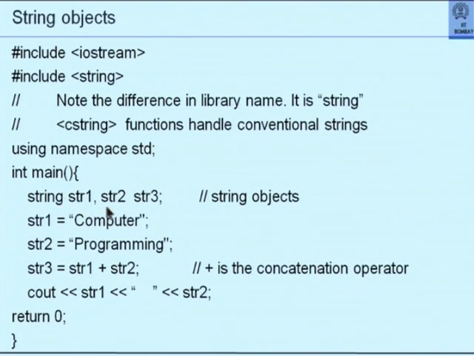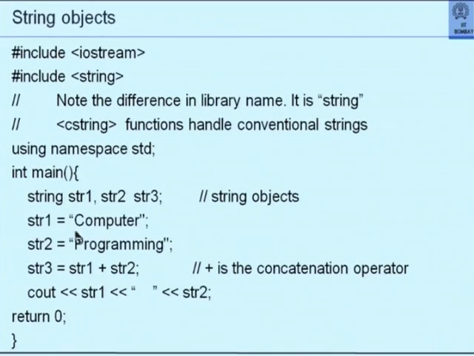You don't have to worry about how it is represented. So you just define objects. Let's say str1, str2, str3. These are three string objects. Each one of them can contain a string. What is the maximum size of the string? You don't have to worry about it. It's an implementation dependent size, it's a very large size.